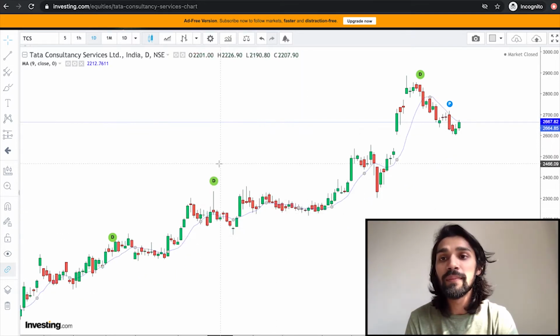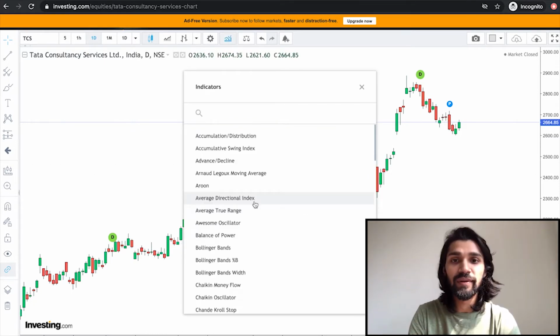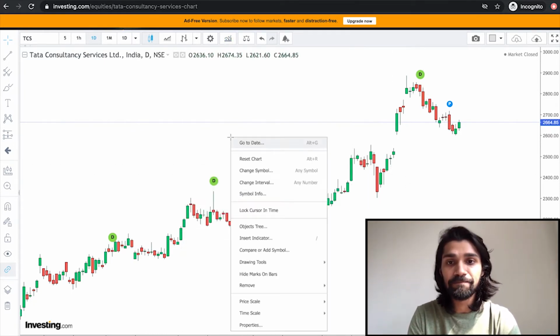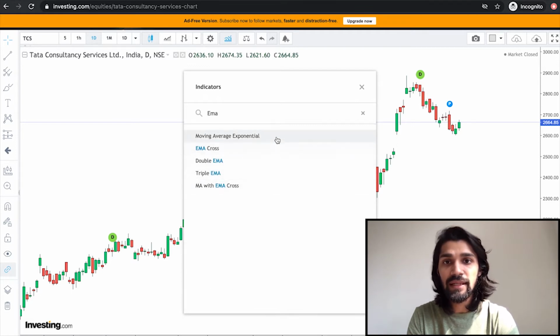Next, we will be talking about the EMA, or the exponential moving average. So you right click, and you go to insert indicator. You type EMA, and there would be moving average exponential. Click that, and this is your moving average exponential.